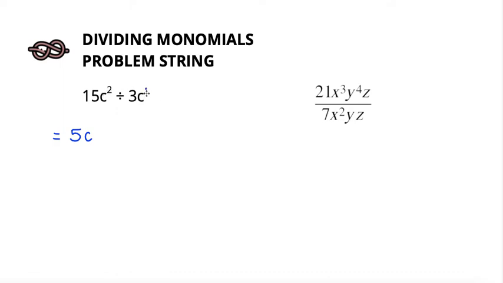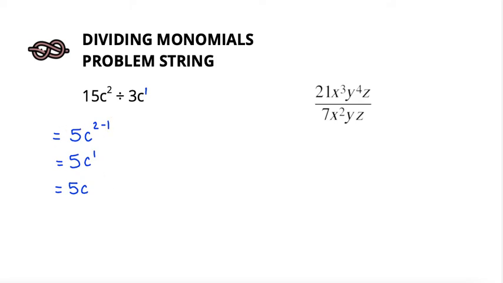Remember, if there is no exponent, there's an imaginary exponent of 1. Because I am dividing my powers, I subtract my exponents. 2 take away 1 is 1. So it's going to be 5c to the exponent of 1, or also remember that I don't have to write that exponent of 1. I could just write 5c.